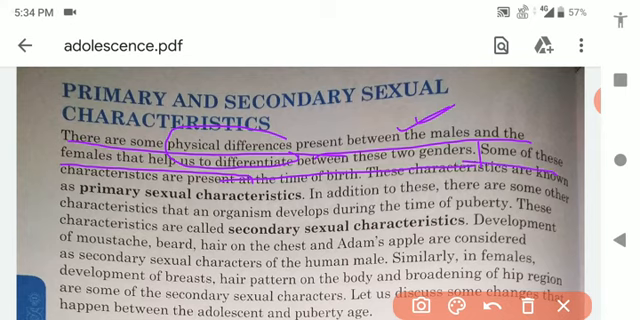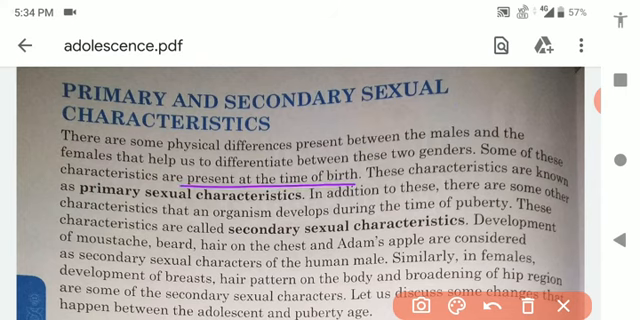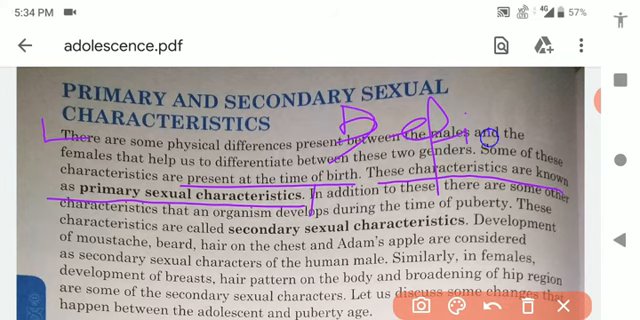Some of these characters are present from the time of birth. These characteristics are known as primary sexual characteristics. So note it down: define primary sexual characteristics. These characteristics are present from very birth. Understood? This kind of characteristics remain from birth. There is no kind of change that takes place.